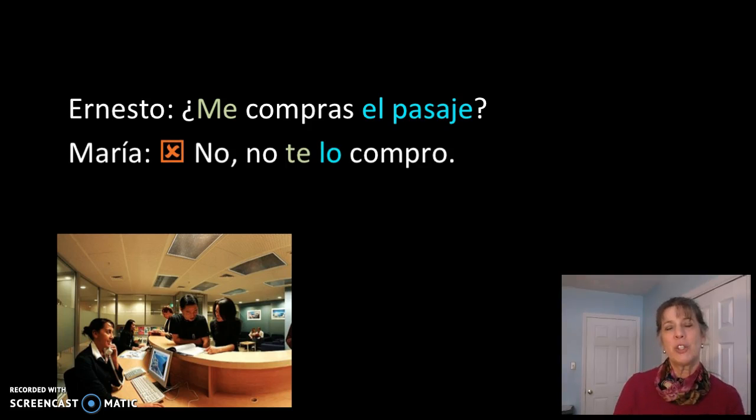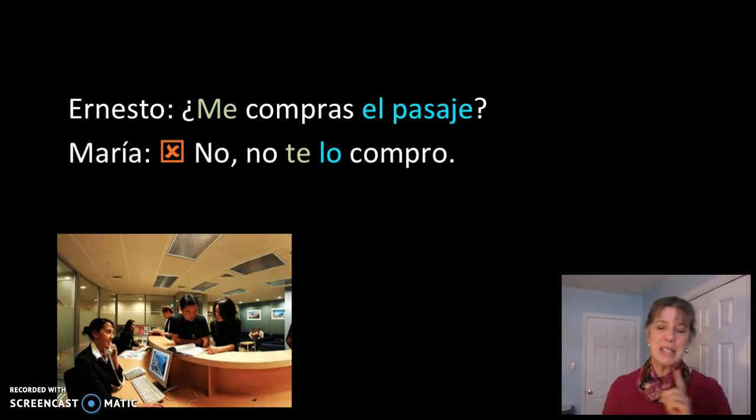Let's look at Maria's 2 possible answers. Answer number 1, no te lo compro. I'm not buying it for you. But keep in mind in Spanish, it's no, I'm not. No, you, it, I buy. Yeah, it doesn't make sense. So we're going to put the object pronouns before the verb. We're going to put the indirect and then direct. But notice that there's a couple of things that changed here. So this is the trick.